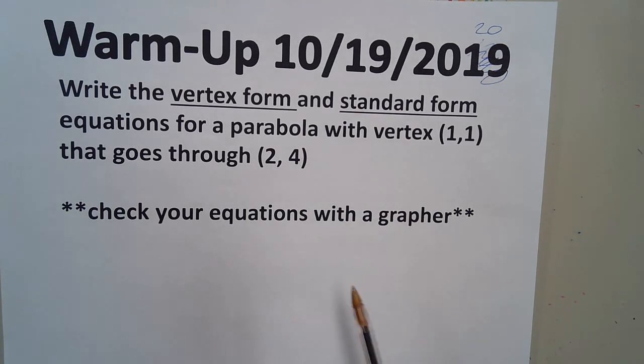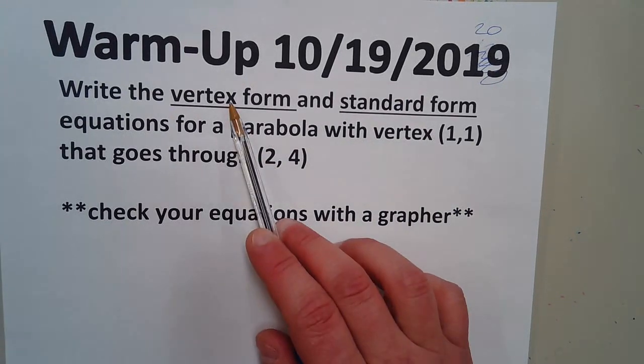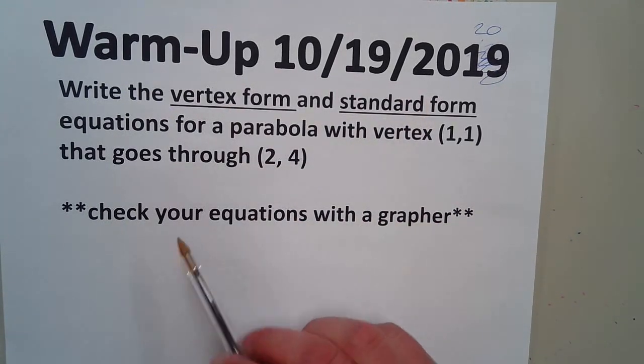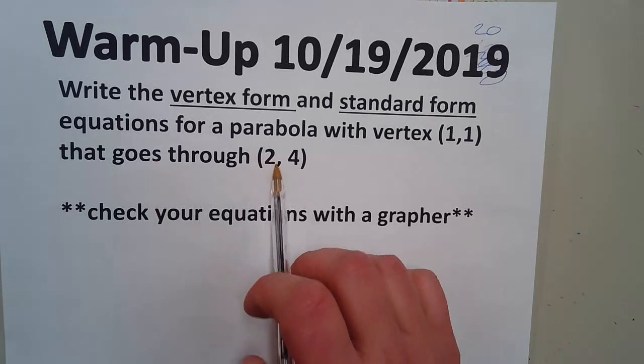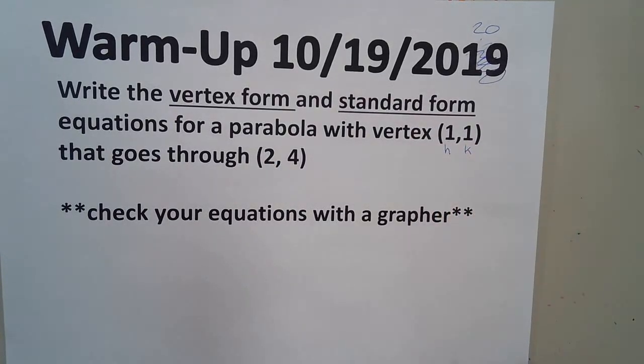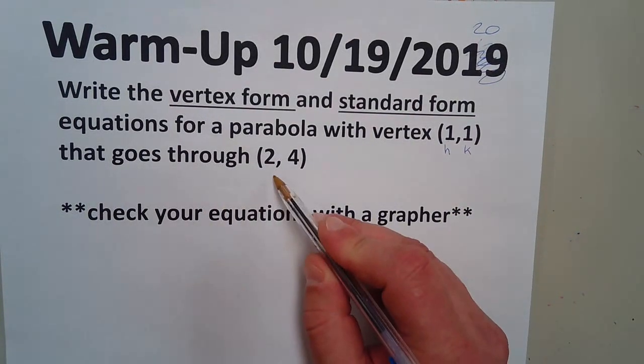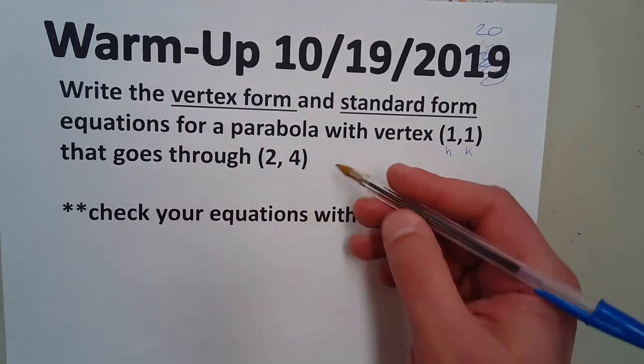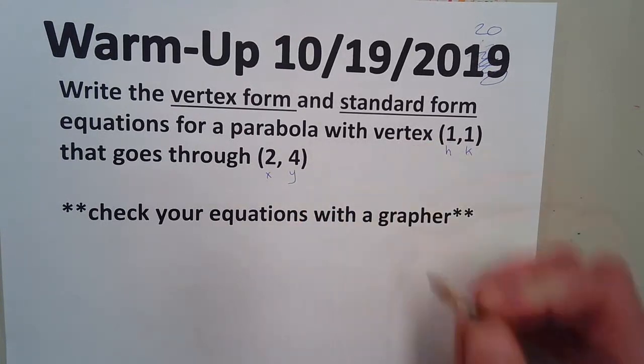Okay, so a little review of what we learned last week, which was writing vertex form and also a standard form equation when you know the vertex and you know another point. So the vertex is always going to be your h and your k. And then the other point, whether it's a point, y-intercept, x-intercept, whatever they give you, that's always going to be an x and a y.